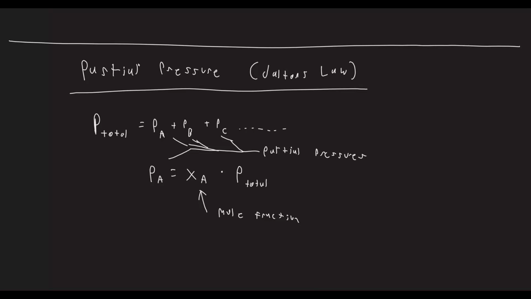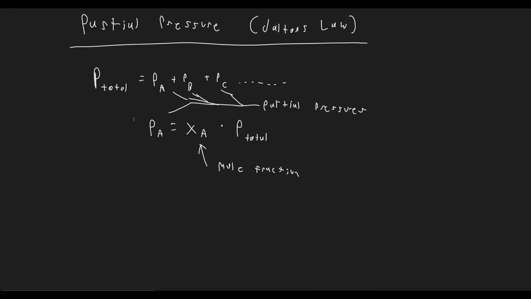So the partial pressures added together are equivalent to the total pressure, and each of the individual partial pressures is equivalent to the mole fraction of that compound multiplied by the total pressure of all the gases. So the concept is really, really simple once we do an example.